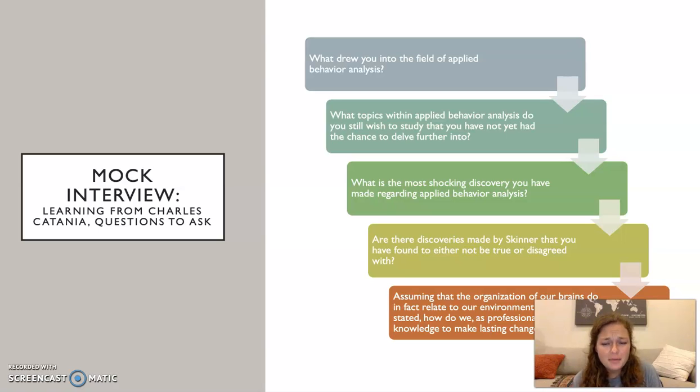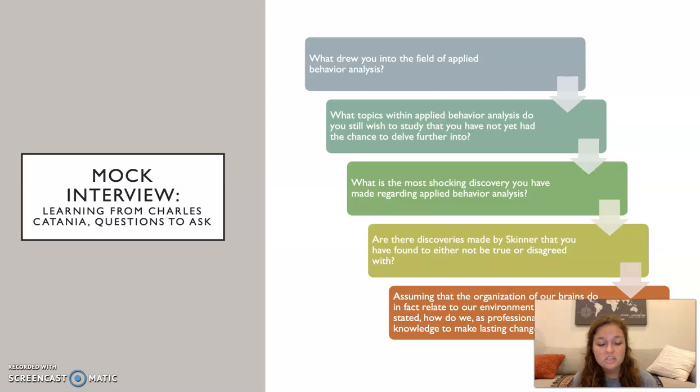What topics within applied behavior analysis do you still wish to study that you have not yet had the chance to delve further into? He has done hundreds of articles, he's written books, he's done interviews. He is a well-known person in this field. So I want to know, are there things that he hasn't had the chance to even look into? Surely there are. And if they are, what are they?